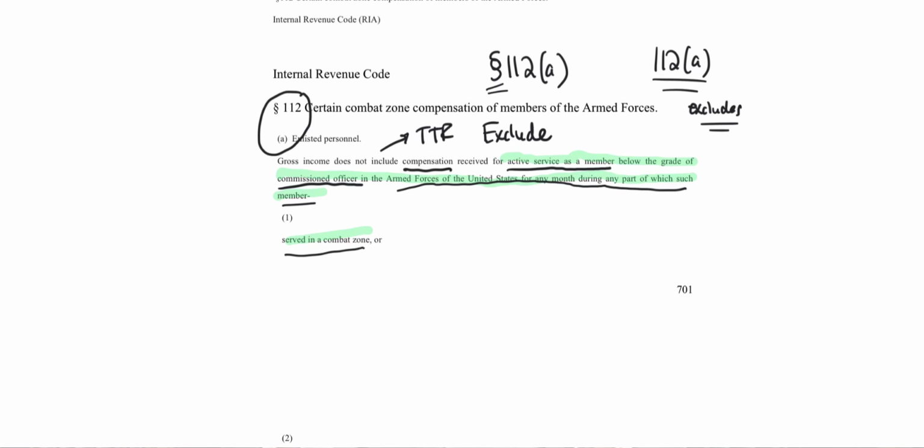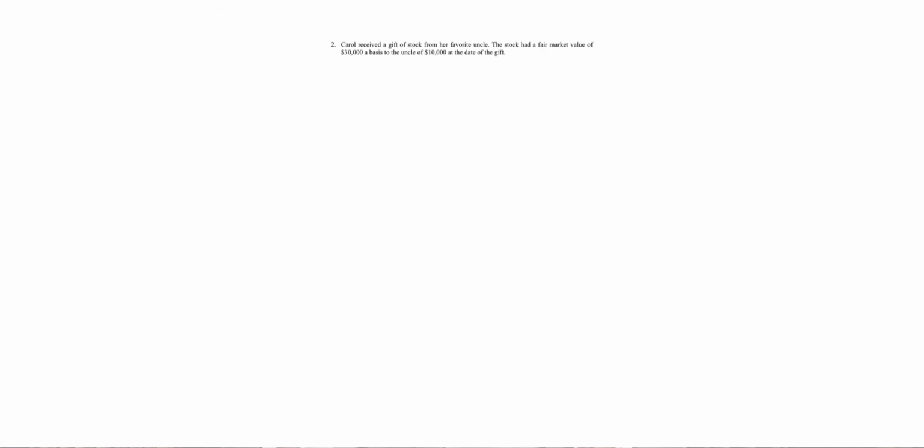Let's go on to the next question. Carol received a gift of stock from her favorite uncle. The stock had a fair market value of $30,000 and a basis to the uncle of $10,000 at the date of the gift. I'm not going to go through all the steps we went through before. You can apply that. If you want to go back to the first problem and apply the 5 questions and the inflow versus outflow and all that stuff, that's fine.